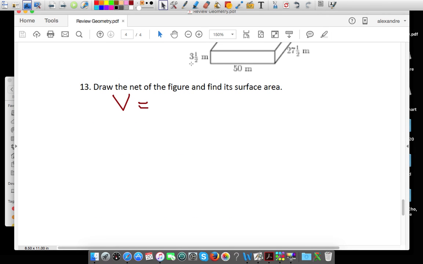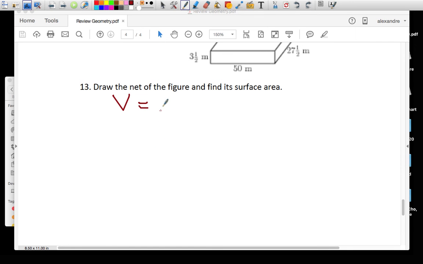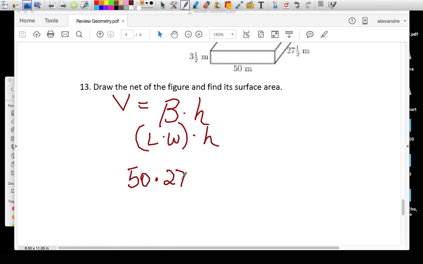The volume would be big B times H, or length times width, which is the same thing, then times H. Length here is 50. This is 27.5, and times H, the height, which is 3.5. I'll leave that as it is, and you can find your answer on your own. Okay, so that should be it. Not too difficult. You just gotta be careful. That's that. We're done.